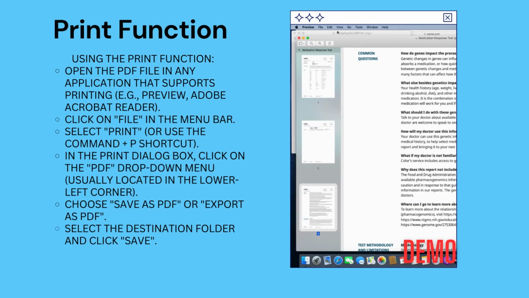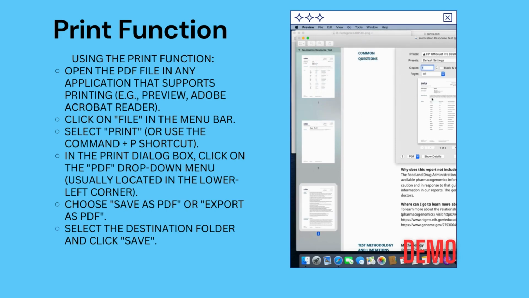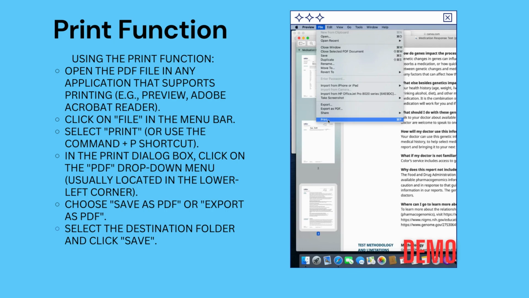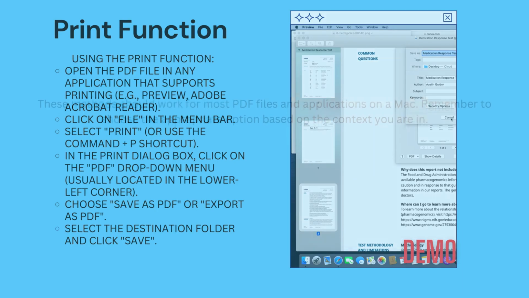Lastly, using the Print function, open the PDF file in any application that supports printing, for example, Preview or Adobe Acrobat Reader. Click on File in the menu bar. Select Print or use the Command+P shortcut. In the Print dialog box, click on the PDF drop-down menu, usually located in the lower left corner. Choose Save as PDF or Export as PDF. Select the destination folder and click Save. These are 3 methods to save PDFs.